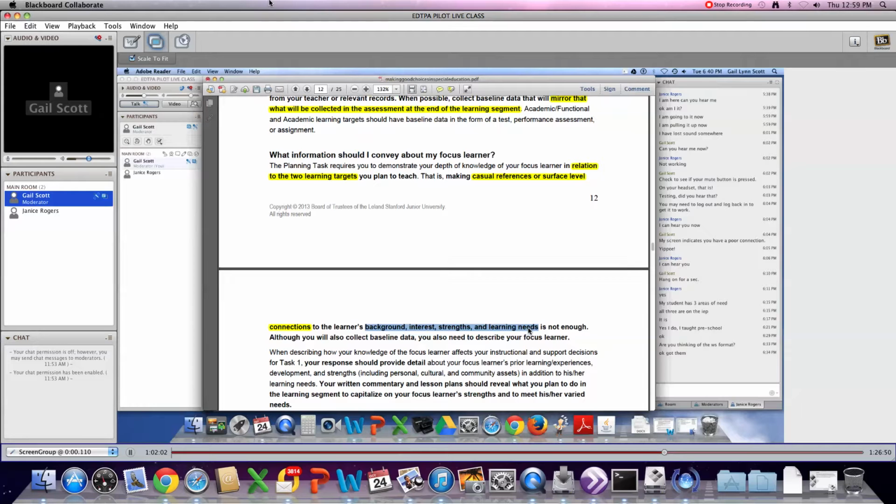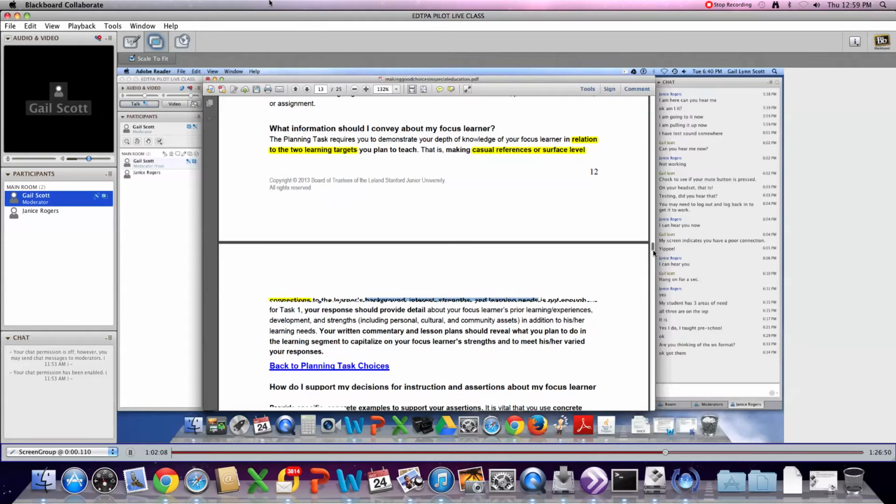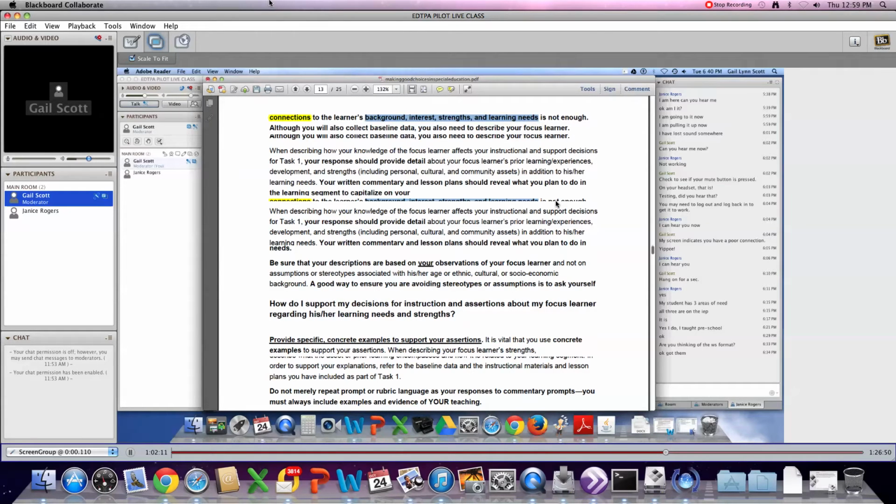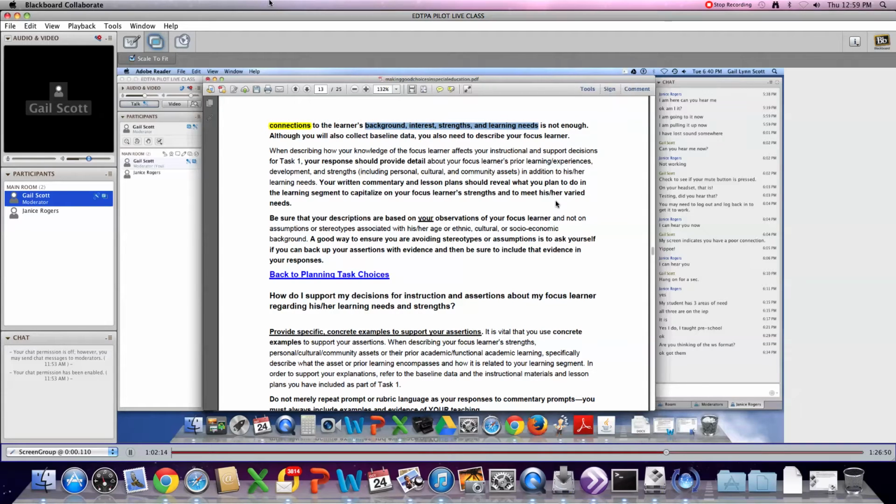Describe where the student is, where they're coming from, and where they need to go. Okay? Maybe in the past they've only been able to select an answer from a list. Maybe you want to move them by giving highly motivating, interesting topics. You want to move them to creating their own short answer responses rather than selecting the correct answer from a list. That would be expanding the skill to a higher level of learning. All right? Give enough detail about your students' prior learning experience, development, and strengths.